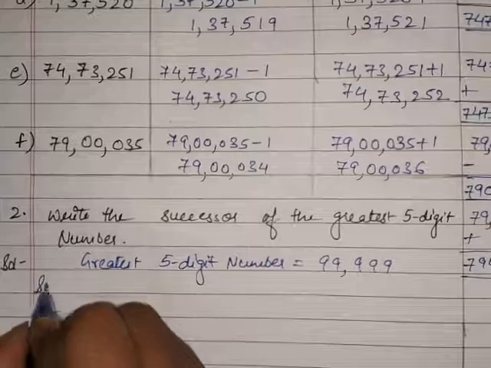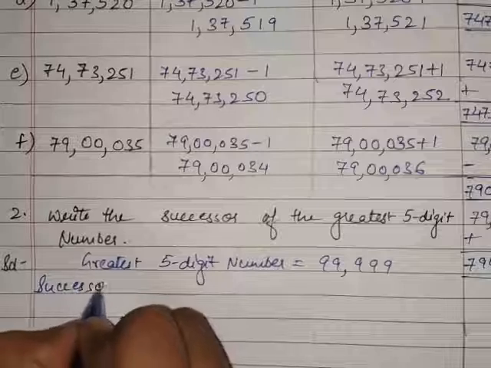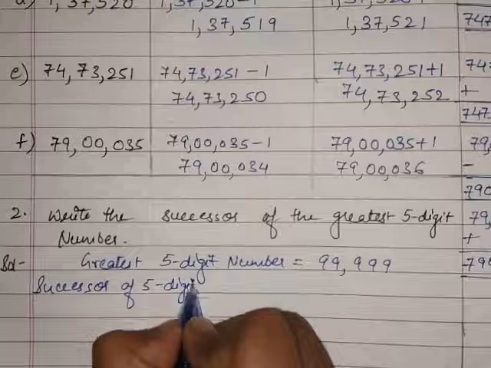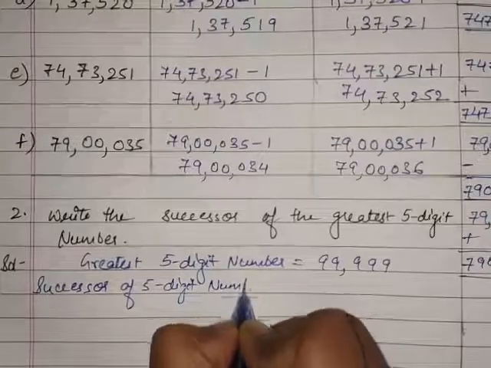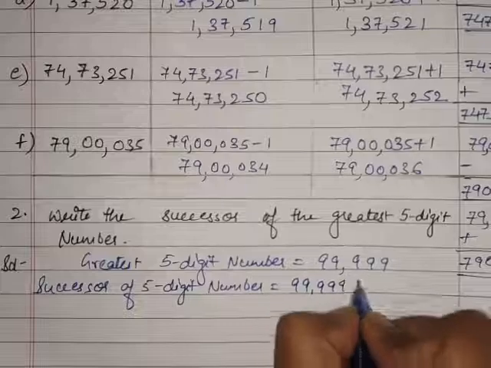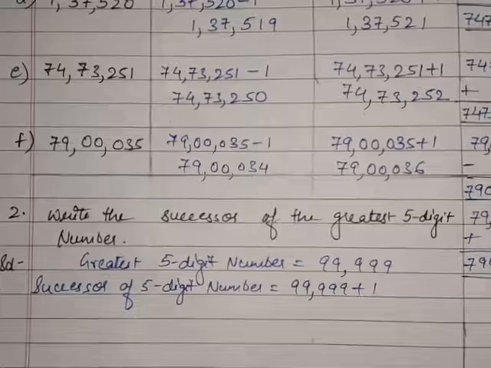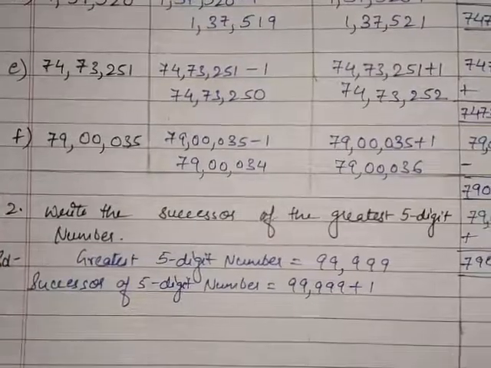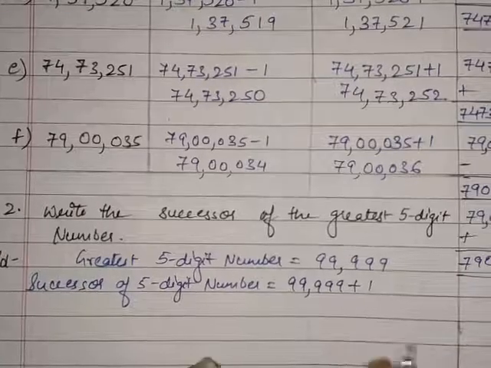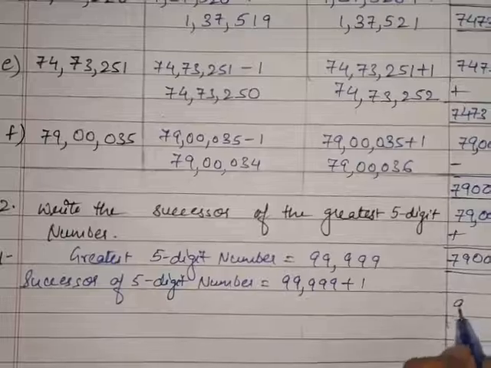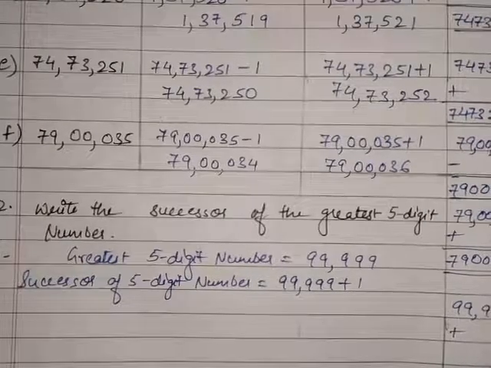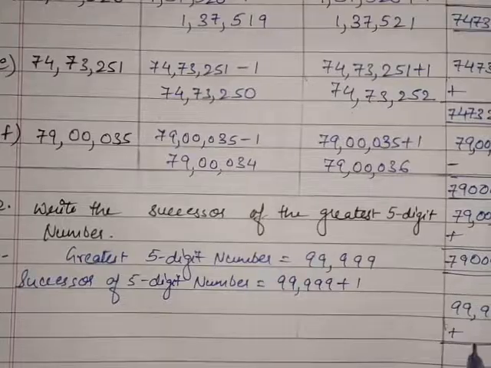We will write: successor of 5-digit number equals 99,999 plus 1. You can add this in your rough column or in the fair column, wherever you want. What is the successor? We will add 99,999 plus 1. So 9 plus 1, 10.